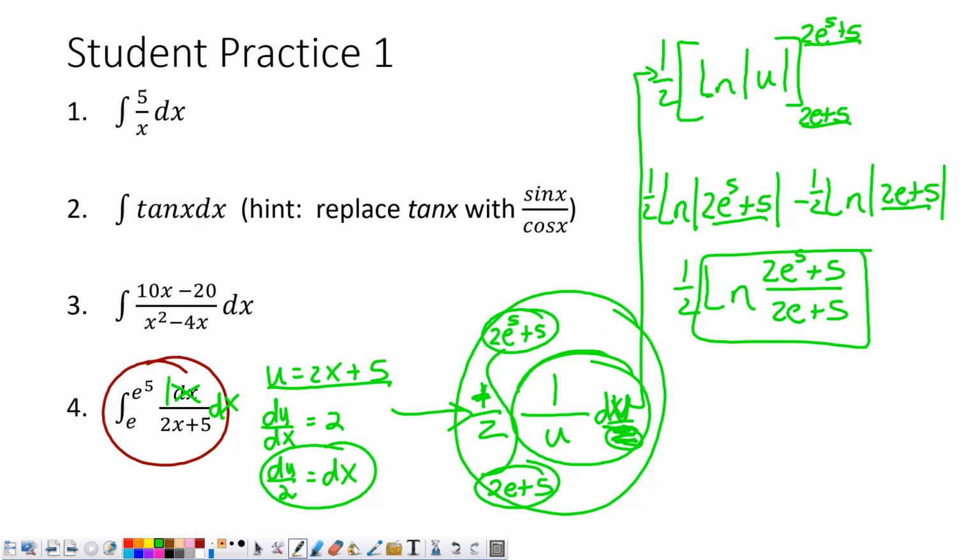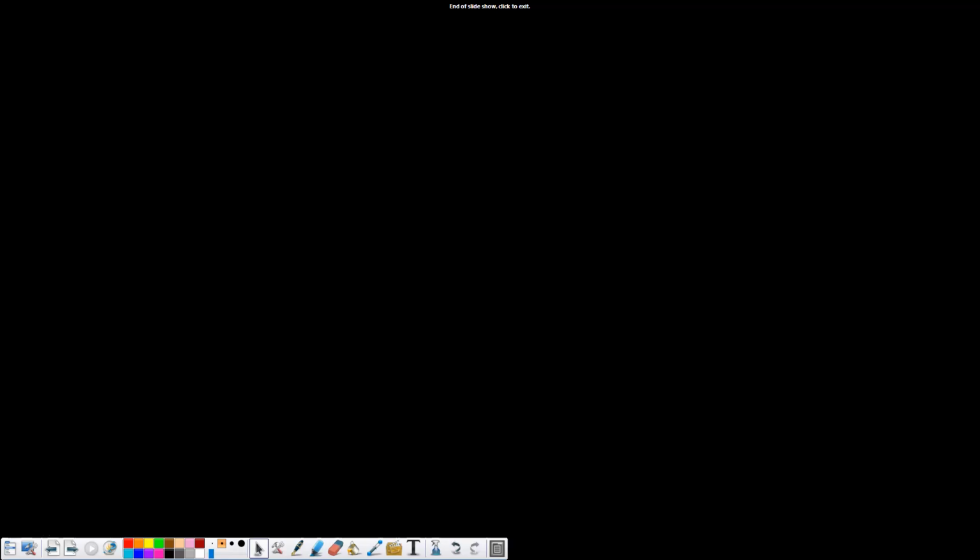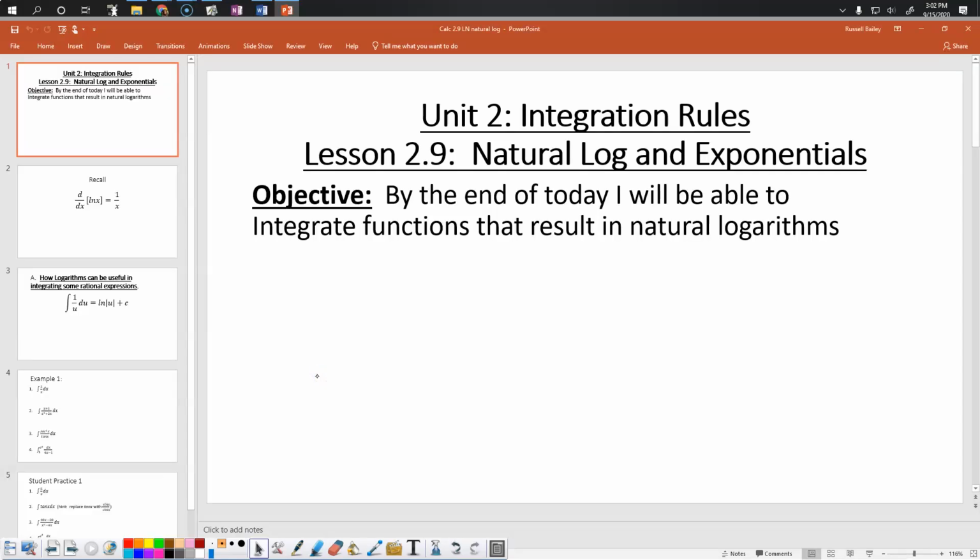Subtract them. And once again, you can take the half out and just take these 2 things and make a fraction out of them, because that's a property of logarithms. And then technically, if you wanted to, you could even write it as a square root. Since there's a half in the front, you could make that half a power, and a half power is a square root. So this is a fine answer, but either of these are also good answers down here. Okay? So that is doing u substitution with the natural log rule, and that's where we'll leave that lesson.